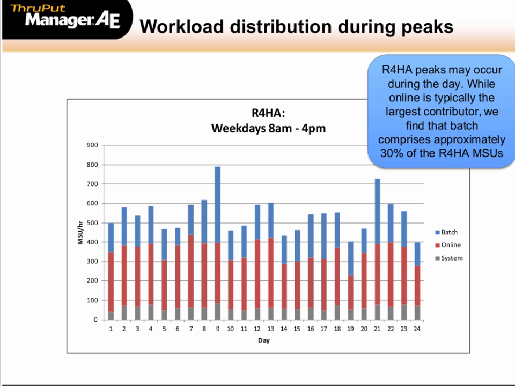This chart was generated from actual customer data and only reflects the day shift. While online is certainly the dominant contributor, note that batch makes up a significant portion of the rolling 4-hour average. Even a modest reduction in batch consumption during these peaks can yield significant software savings while maintaining performance of your key workloads. Now, Selby's going to go into a little more detail about how TMAE allows you to lower your software costs by capping demand.